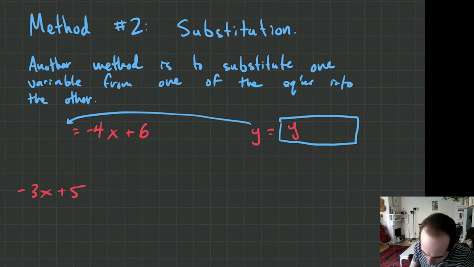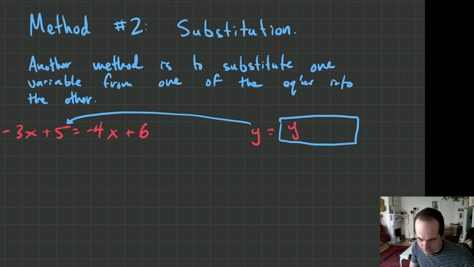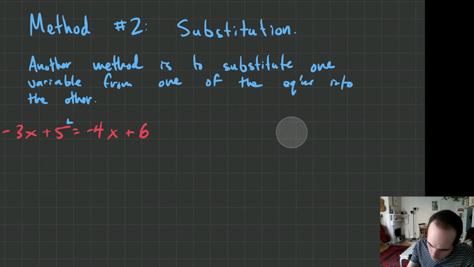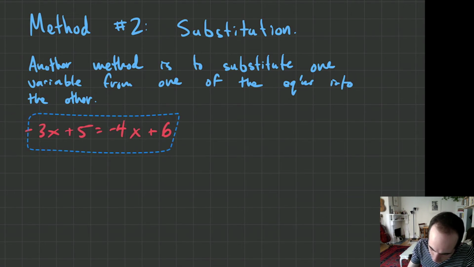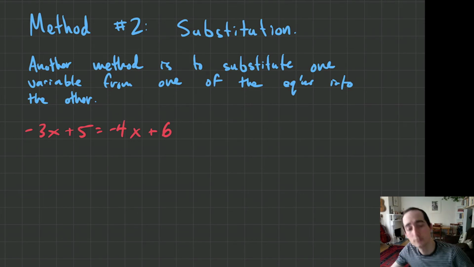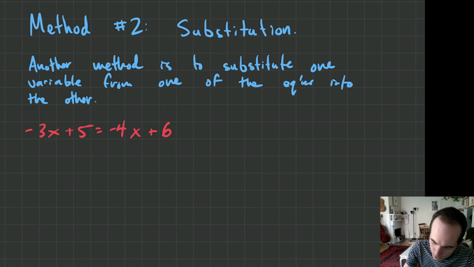So y is equal to y, obviously, which means that negative 3x plus 5 is equal to negative 4x plus 6. Now we have just a single equation with one variable. One variable, one equation. Super straightforward. We can solve this, so let's go ahead and solve it.